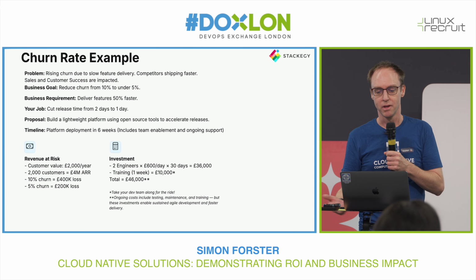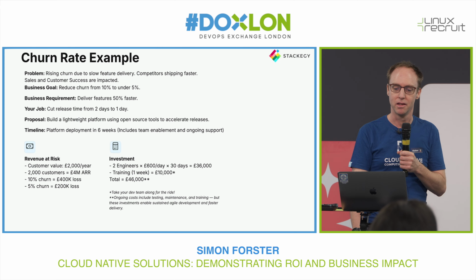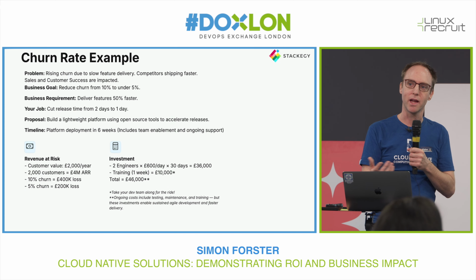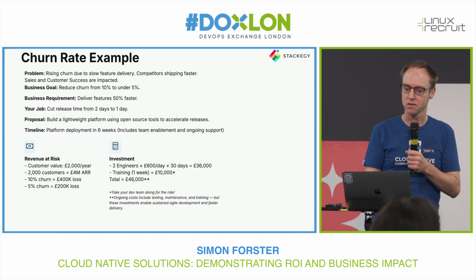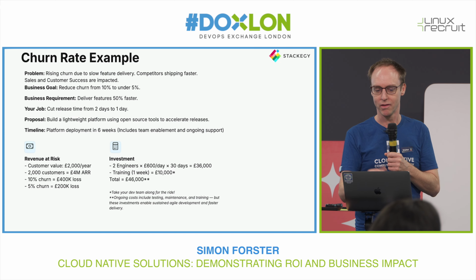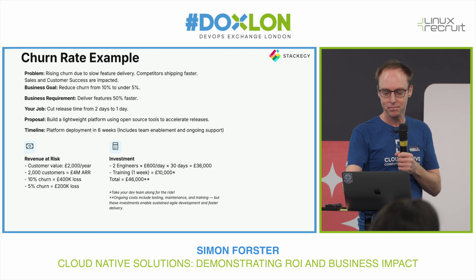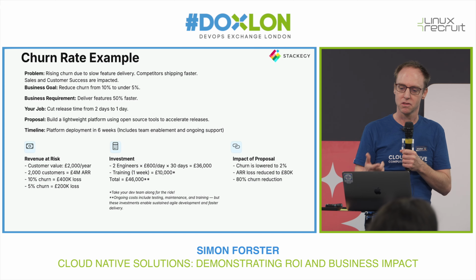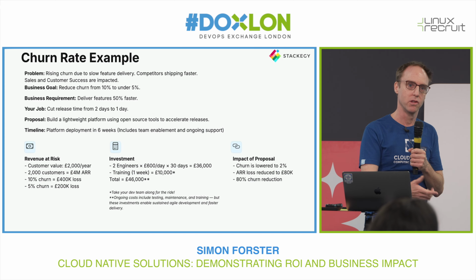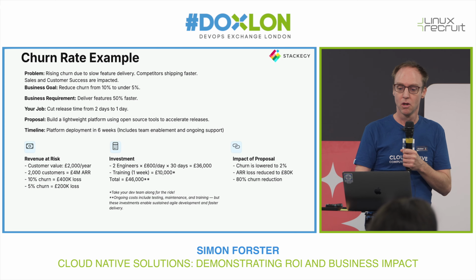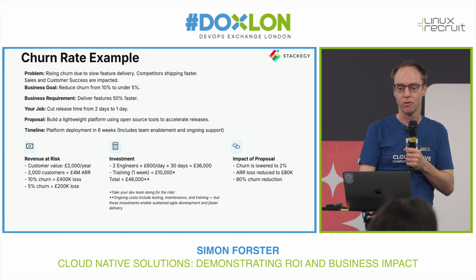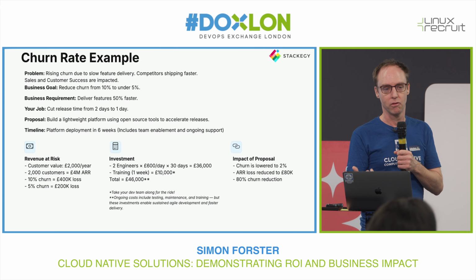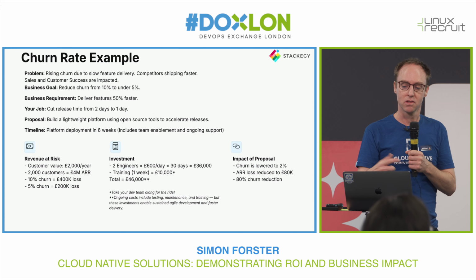So we might have a set of investment. We've got a couple of engineers, some training, and we work out that it's going to be about £46,000, whatever, to run this. Now, if we can demonstrate some output from that, if we can lower the churn down to say 2%, our annual recurring revenue is reduced, and we get a reduction in churn, and that adds to the bottom line.